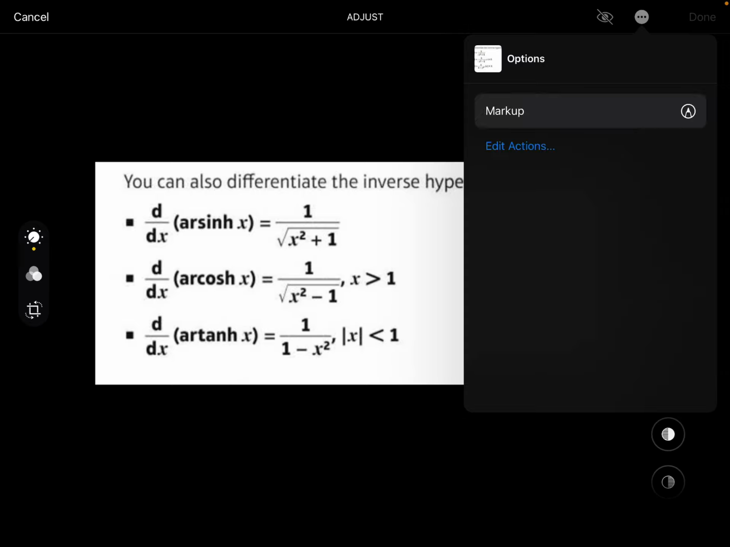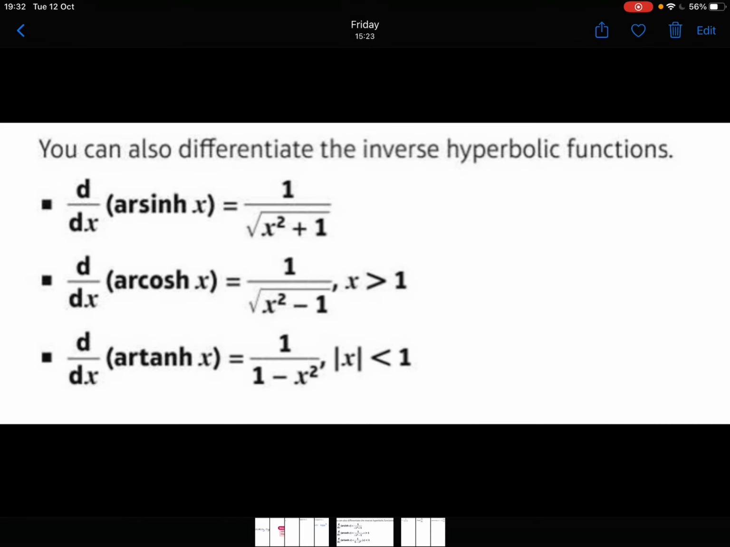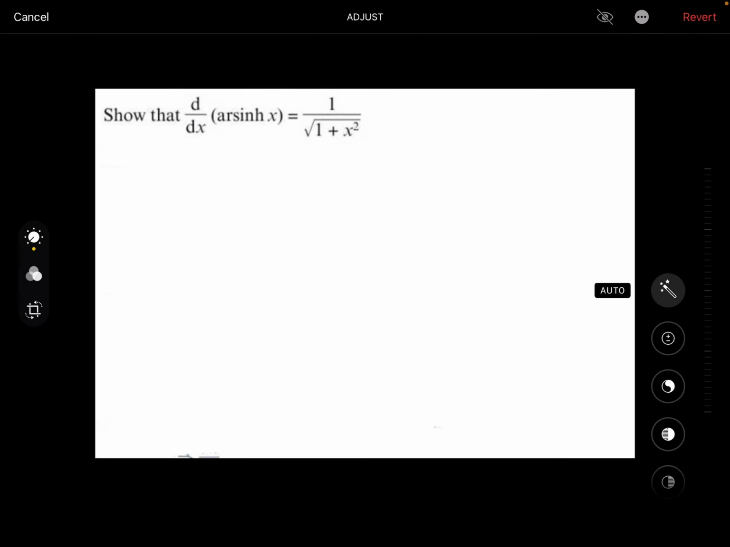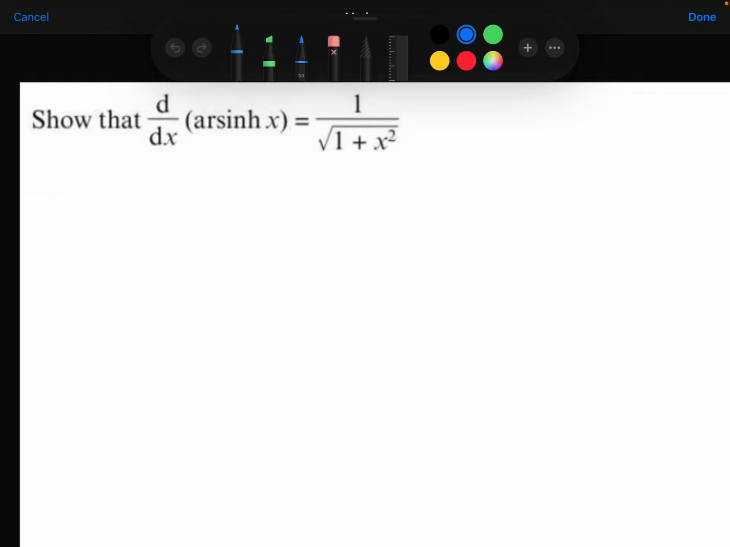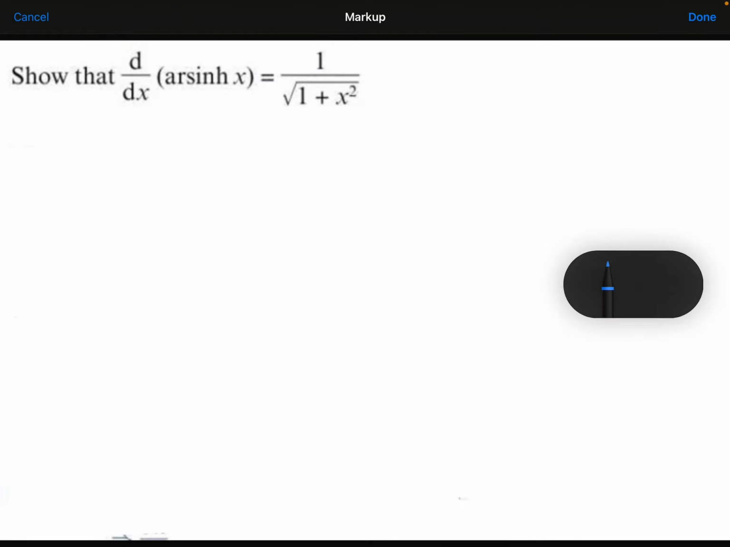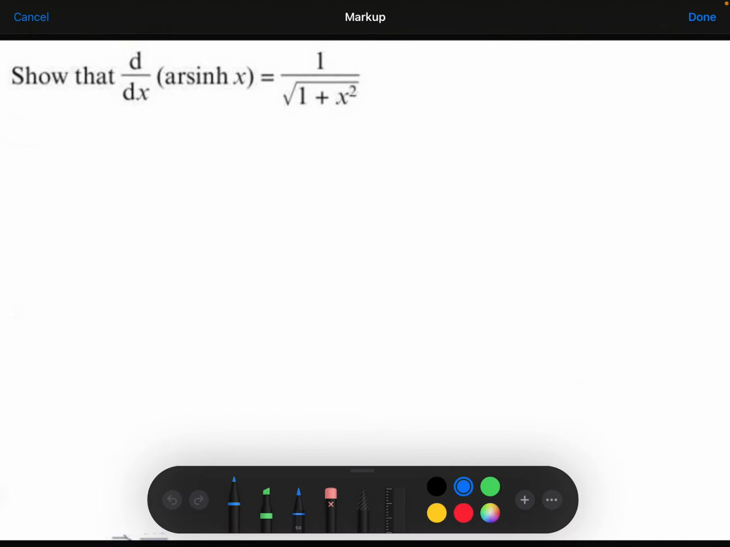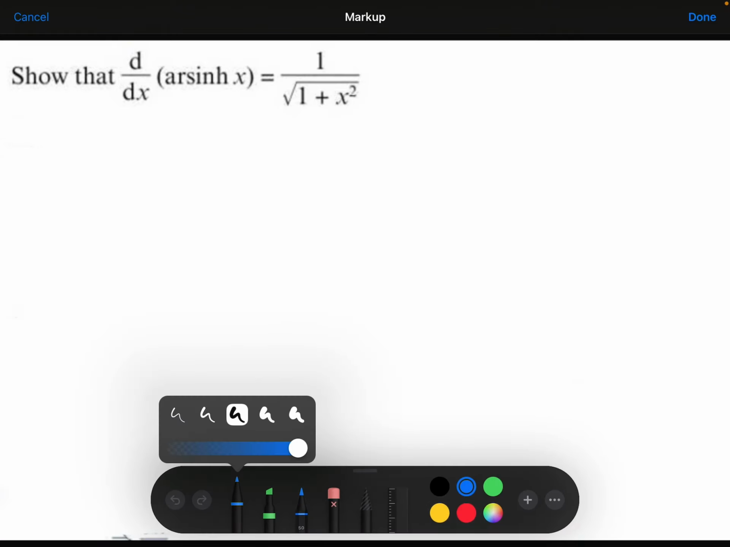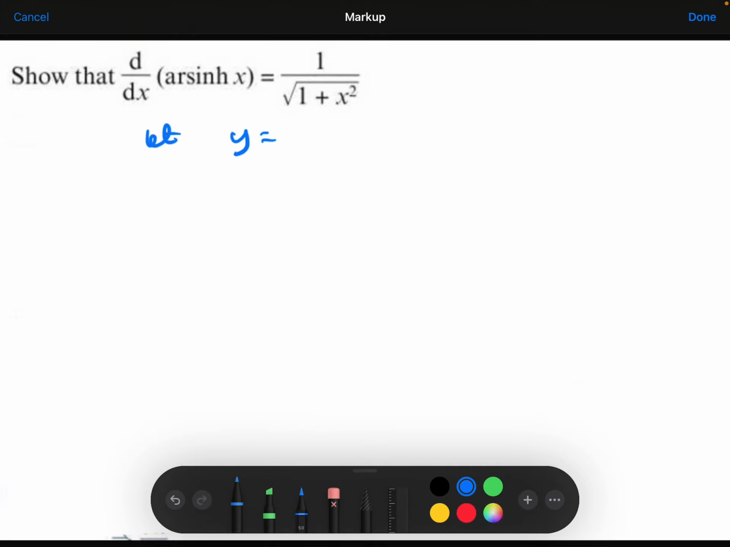We can follow a similar process to how we differentiated inverse trigonometric functions. So I'm going to show you that differentiating arsinh gives 1 over the square root of 1 plus x squared. So if I let y equal arsinh x, I'm then going to take sinh of both sides. So sinh y equals x.